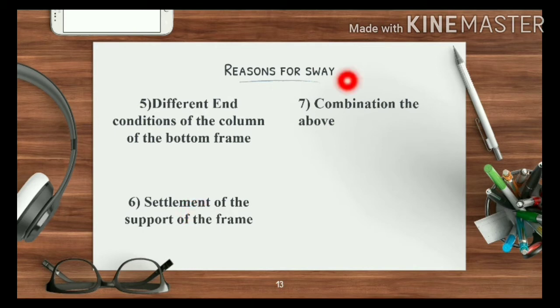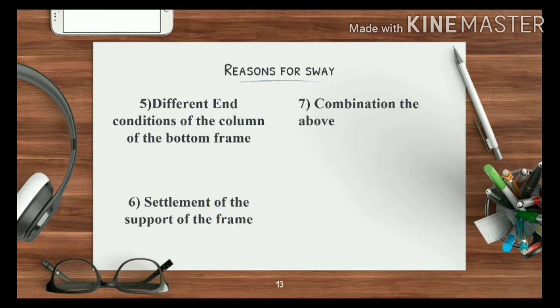Seventh one is combination of the above. So these are the 6 conditions to check whether the frame is a sway frame or non-sway frame. Seventh one is combinations. So sometimes a frame has only one condition of non-sway. Sometimes there are 2 or 3 conditions maybe there.